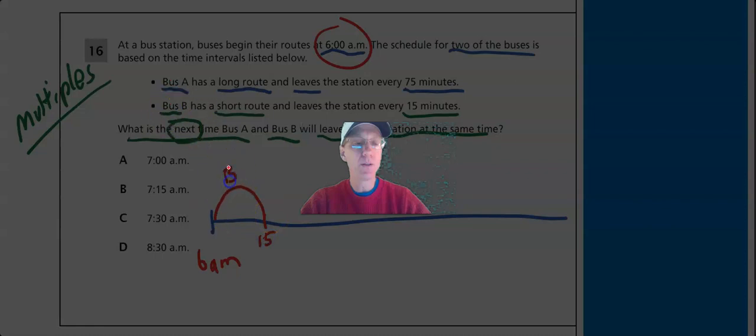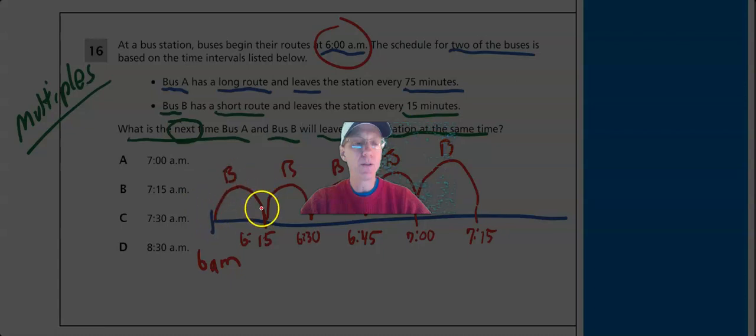So B is back in 15 minutes, so actually I'll put 6:15. And another 15 minutes is 6:30. Agreed? And another 15 minutes is 6:45. This is bus B. And another 15 minutes is 7 o'clock. And another 15 minutes is 7:15. So we'll just draw bus B out here a little bit. Does that make sense? So this is a timeline.